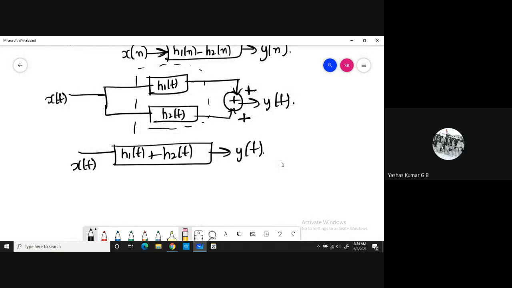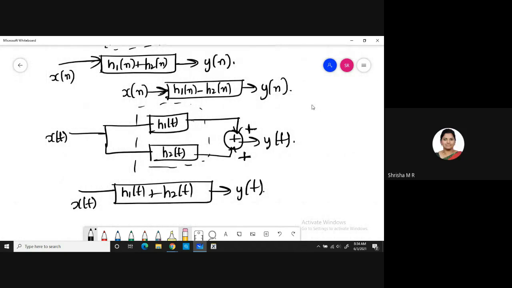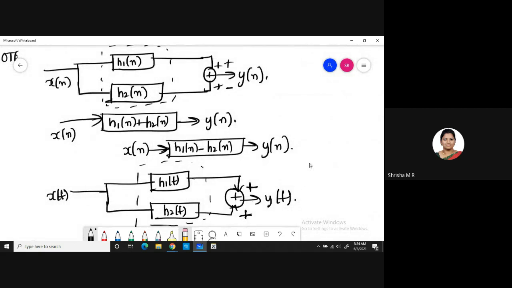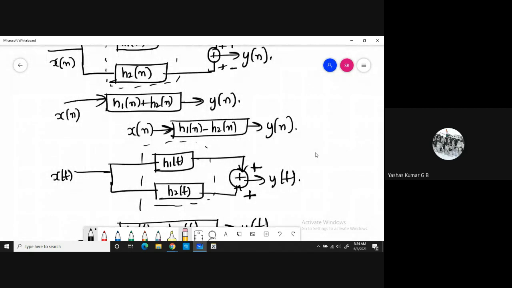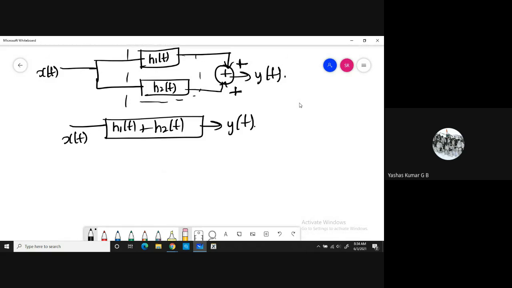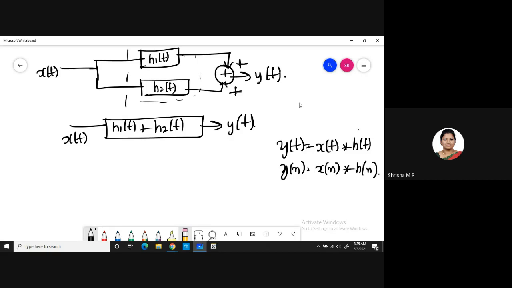Ma'am, this property holds for only convolution systems, ma'am. Yeah, for the convolution sum and convolution integral, this distributive property holds good. No, ma'am. If some system, like if we give input as x of t, the output is x of t minus 2, does this property hold for that system also, ma'am? This is for LTI systems, no? You have the impulse response. y of t is equal to x of t convolved with h of t, or y of n is equal to x of n convolved with h of n. Right? What is this? h of t and h of n. Impulse response of systems, right? Yes, ma'am.